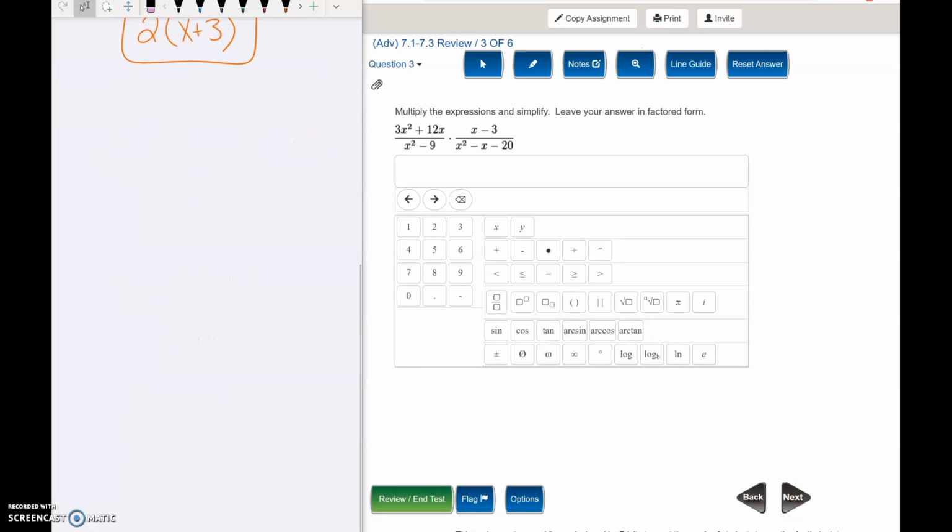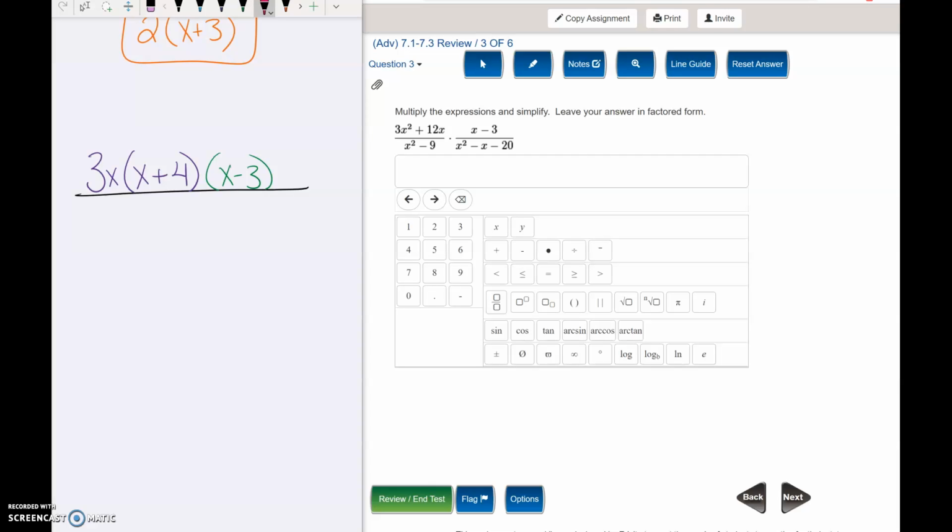Multiply the expressions and simplify. This is one of those where we have to factor, factor, factor, factor. So I'm going to start by factoring the top left. 3x squared and 12x, those have 3x in common. 3x squared divided by 3x is x. 12x divided by 3x is 4. The top right is just x minus 3. That can't be factored, so you just stick that in parentheses to hold the x and the minus 3 together.